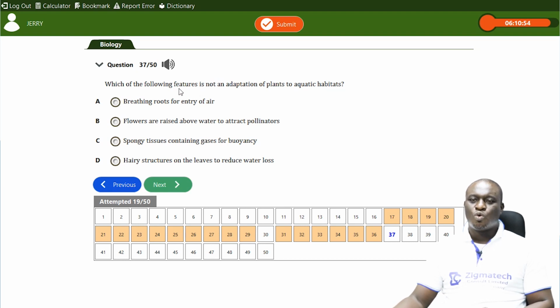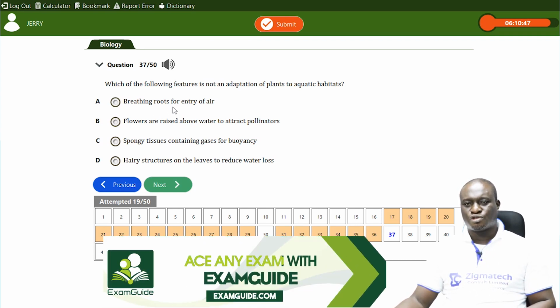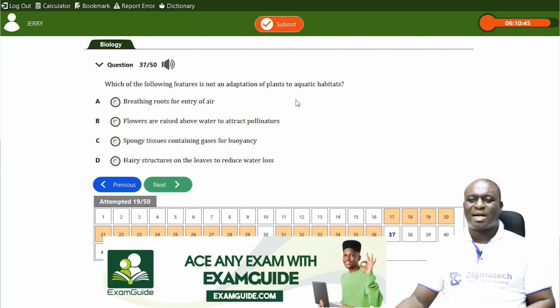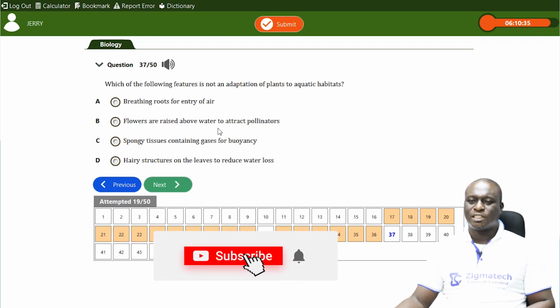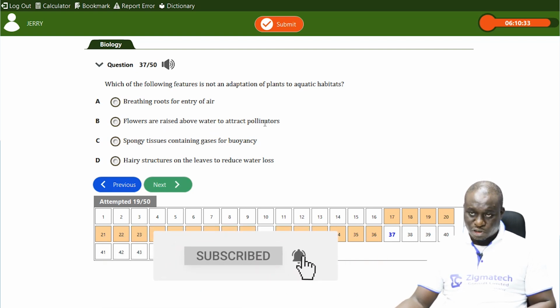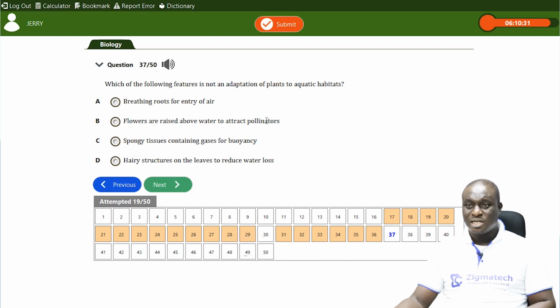Now the question is, which of the following features is not an adaptation? A says breathing roots. Plants that are found in aquatic habitats have breathing roots. Sometimes those breathing roots are called pneumatophores. Then B, flowers are raised above water to attract pollinators. That's very correct. It is also found in plants that are adapting to aquatic habitat.